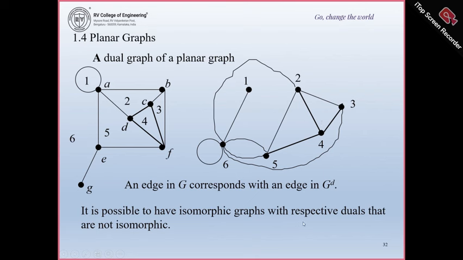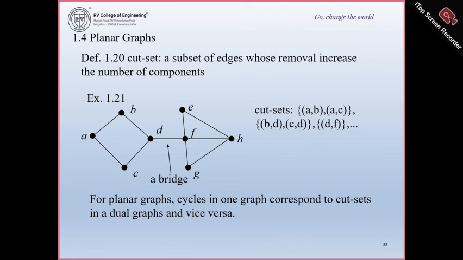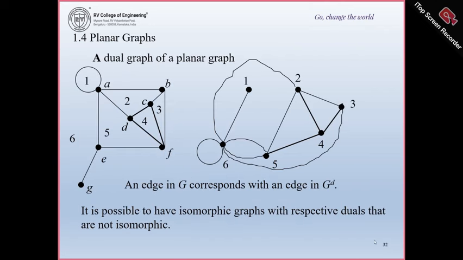It is possible to have isomorphic graphs with respective duals which are not isomorphic. So we'll stop here. Thank you.